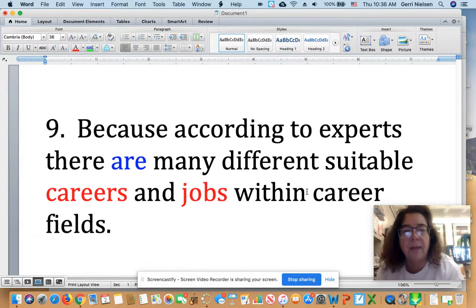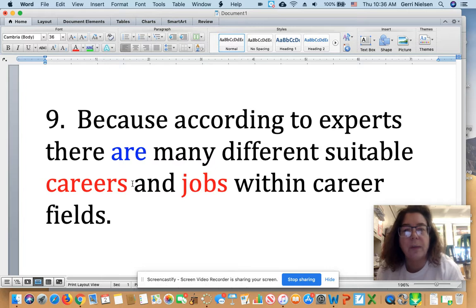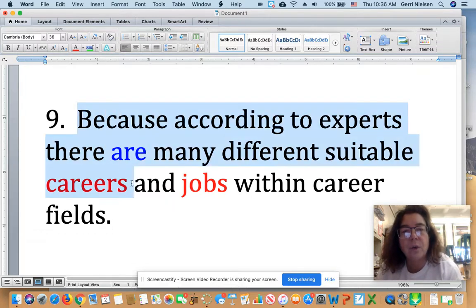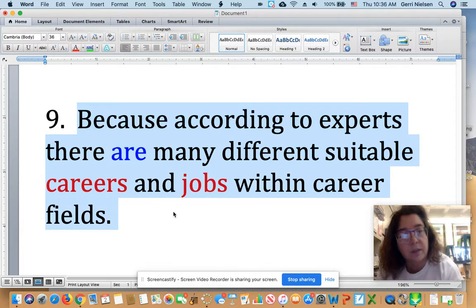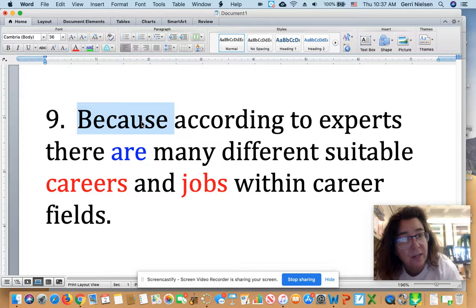Almost done, number 9. Because according to experts, there are many different suitable careers and jobs within career fields. We got a subject here, we got a verb here. This is definitely a clause. So this is either a complete sentence or it's a clause fragment. If it can stand alone, it's independent, or it's a complete sentence. I think you know that it can't stand alone.